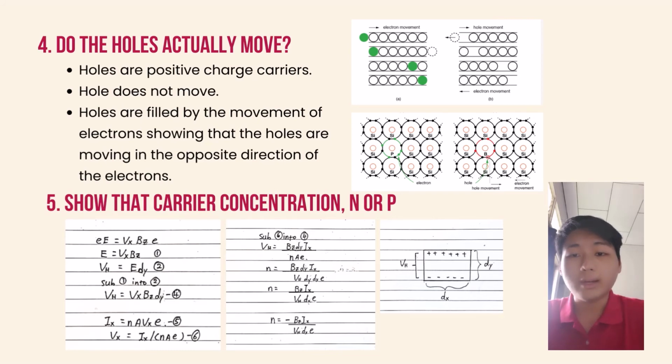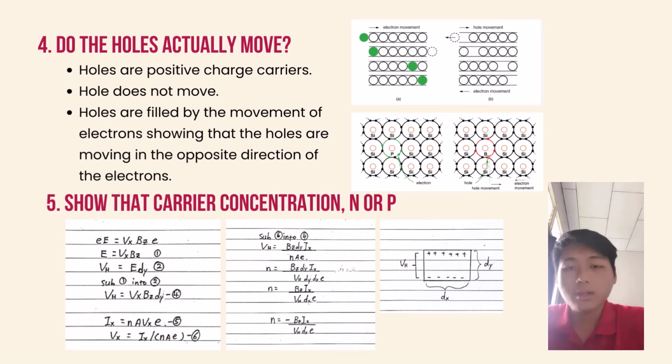The trivalent atom may borrow an electron from an adjacent silicon atom to form 4 covalent bonds. Hence, this leaves a hole in the silicon. Hence, the holes are filled by the movement of electrons, showing that the holes are moving in the opposite direction of the electron. For question number 5, show that carrier concentration NOP is equal to negative Bi over VDE.